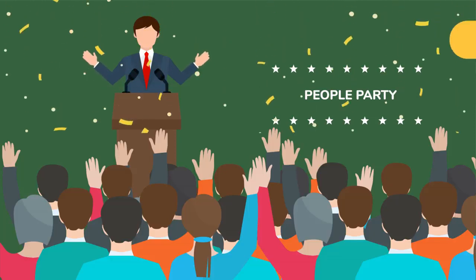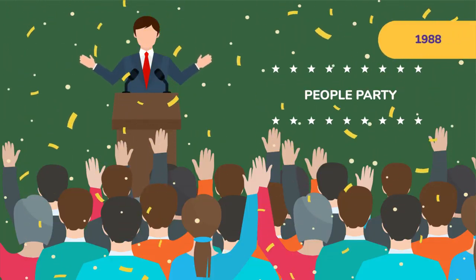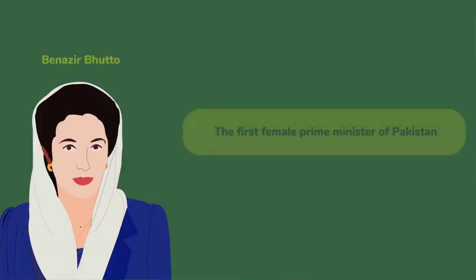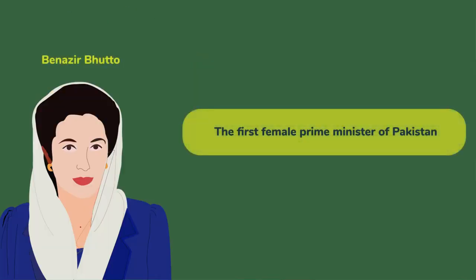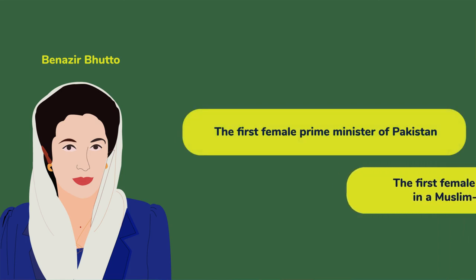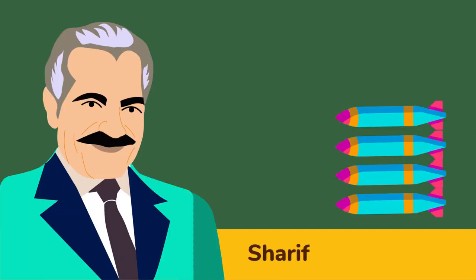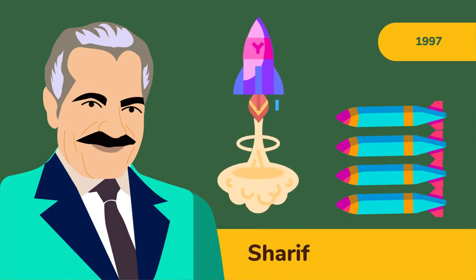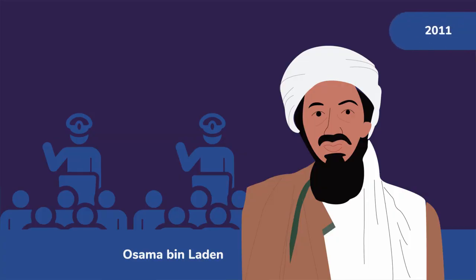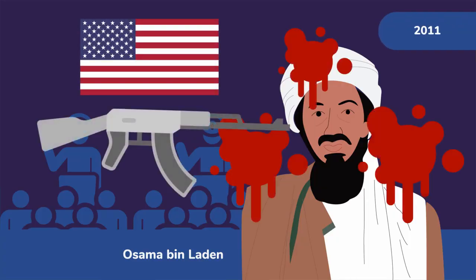Democracy returned again in 1988 with general elections. The elections marked the return of the People's Party to power. Their leader, Benazir Bhutto, became the first female Prime Minister of Pakistan, as well as the first female head of government in a Muslim-majority country. Under Sharif's leadership after 1997 election, Pakistan became the 7th declared nuclear weapons state, the first in the Muslim world. In 2011, the United States killed Osama bin Laden at his home less than a mile from the Pakistan Military Academy.